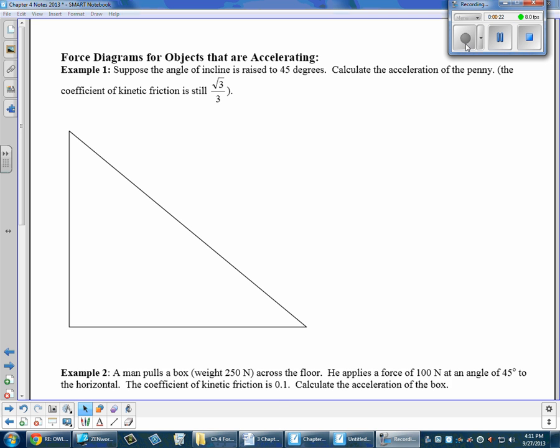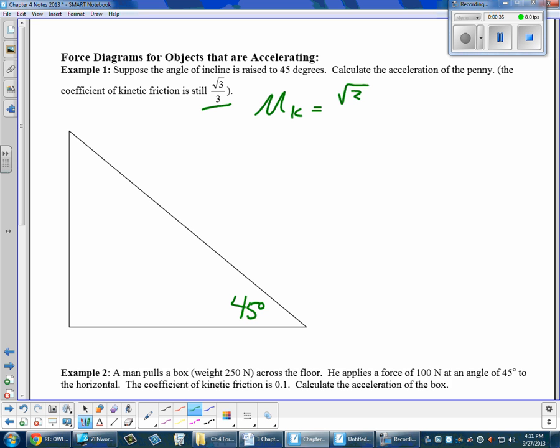In an earlier vodcast, we looked at a penny on an inclined plane, and it was sliding at a constant velocity. Now suppose that we know the coefficient of kinetic friction is the square root of 3 over 3, and the incline is 45 degrees, and we'd like to get the acceleration of the penny. I'm going to start by drawing a force diagram for this problem.